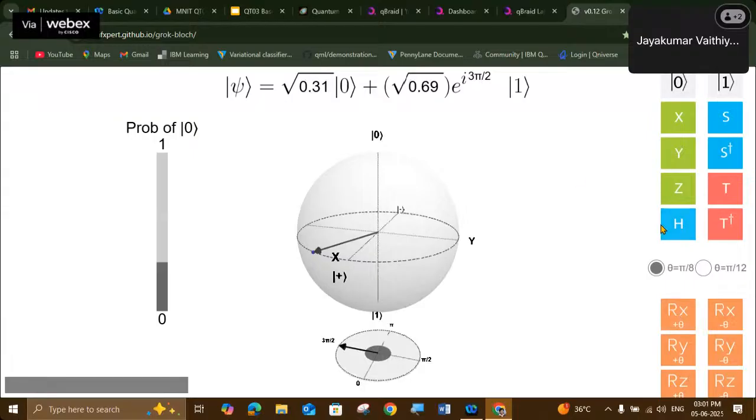Okay. To reach from stage 0 to equal superposition, how many Rx gates do you require? Rx with theta equal to pi by 8. Can anybody answer? 4. Exactly. So click stage 0.